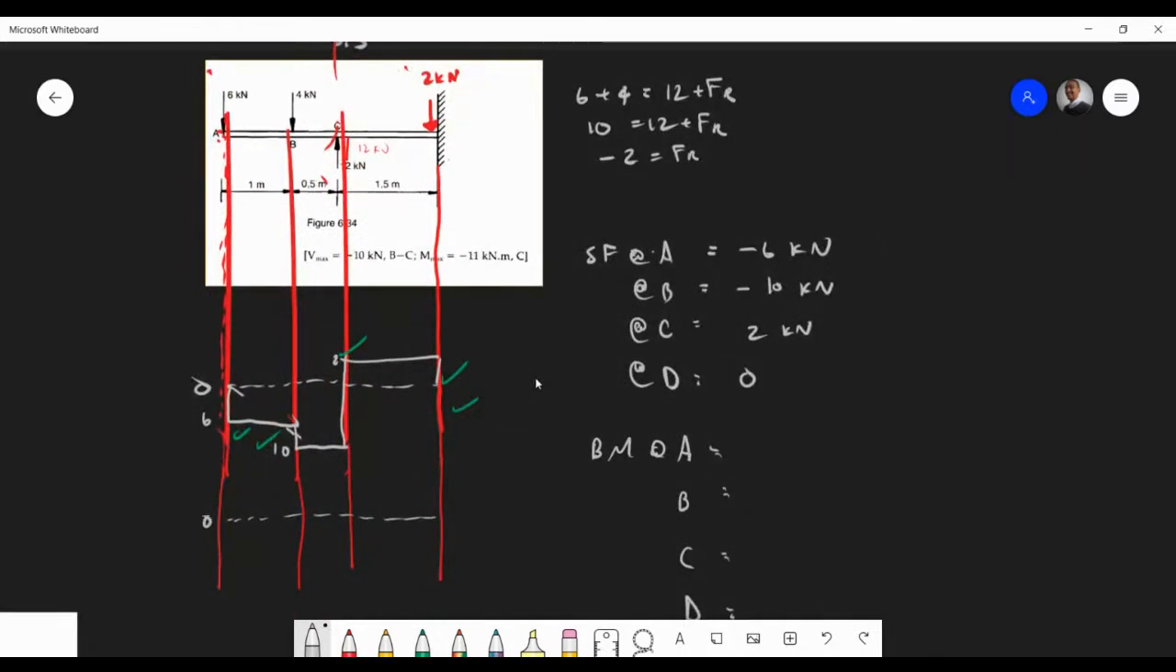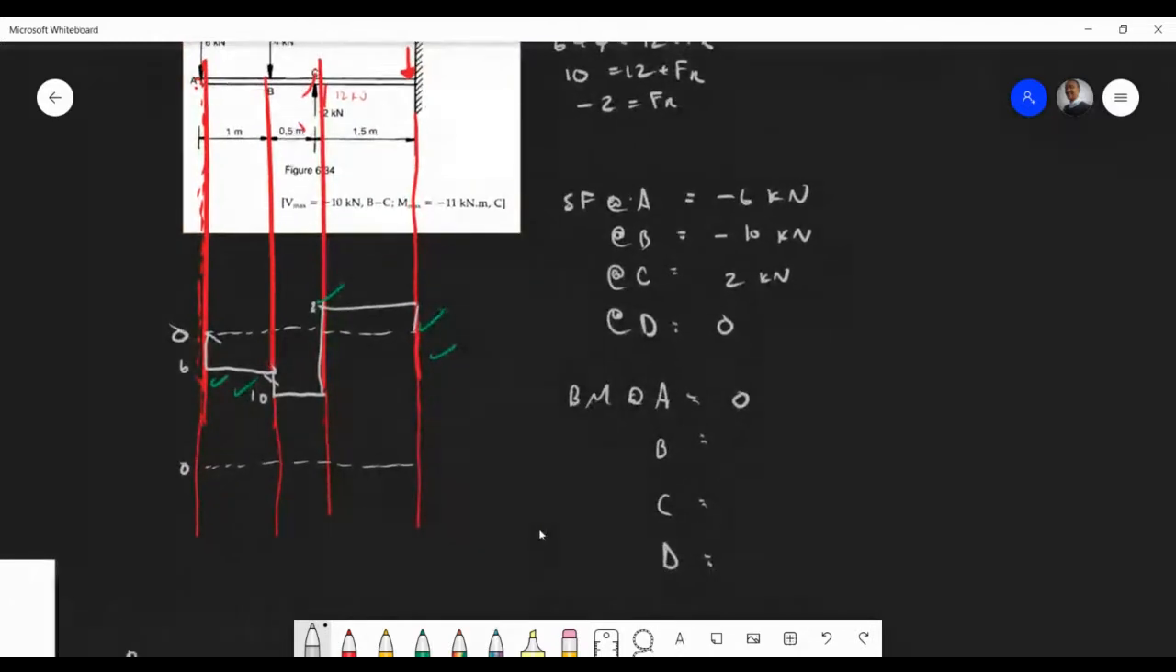That one should be 0. Exactly. Beautiful. So what's my bending moment at B? It's 6 times 1. There we go, it is 6 kilonewton meter.